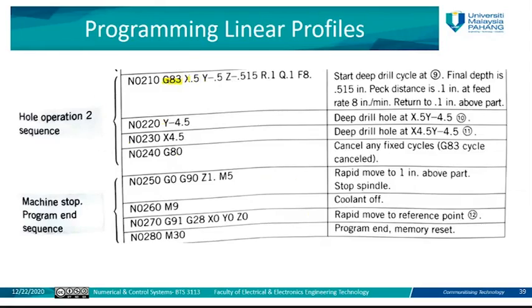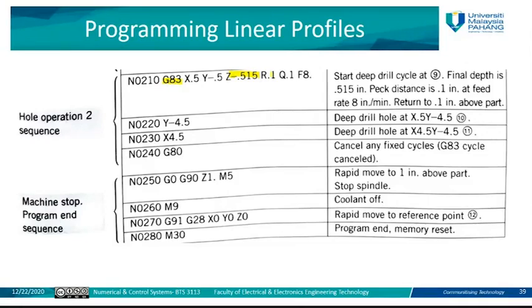So when we define the drill cycle here, we are already at this position, which is point number 9. It will create the hole at this coordinate, which is x negative 5, and z is the depth, negative 0.515. So that means the hole will go until the depth of negative 0.515 of z. Then R is the reference point.